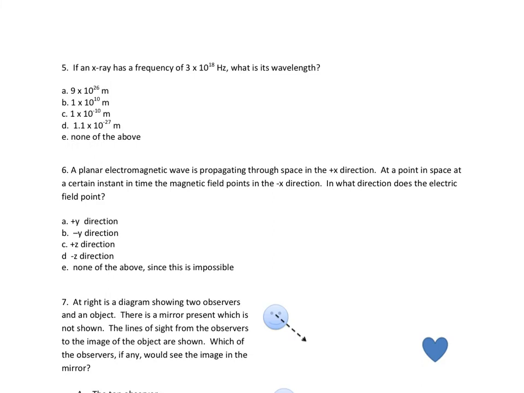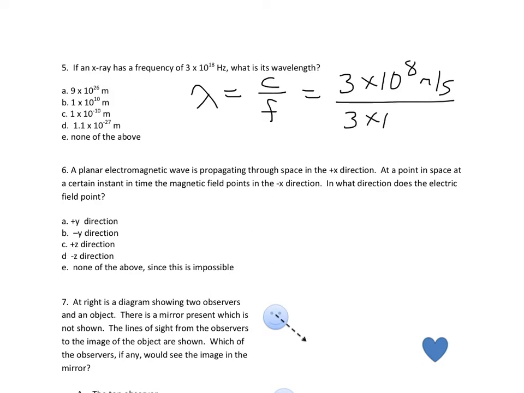In problem 5, again you have to use the relationship between the wavelength, frequency, and speed of a wave. You can solve for the wavelength. It is the speed divided by the frequency. And since we know that the speed of light is 3 times 10 to the 8 meters per second, we can divide that by the frequency. And we see that the answer must be C, 1 times 10 to the minus 10 meters.